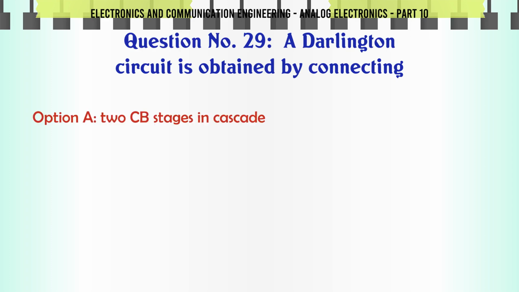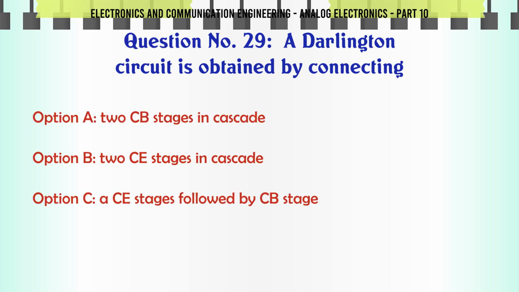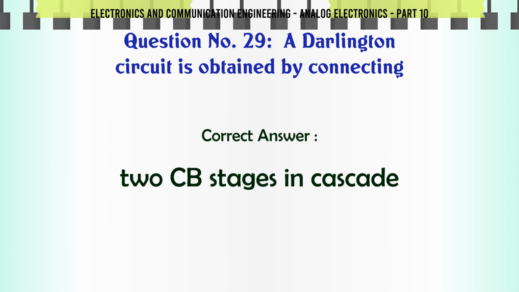A Darlington circuit is obtained by connecting A. 2 CB stages in cascade, B. 2 CE stages in cascade, C. a CE stage followed by a CB stage, D. 2 emitter followers in cascade. The correct answer is 2 CB stages in cascade.